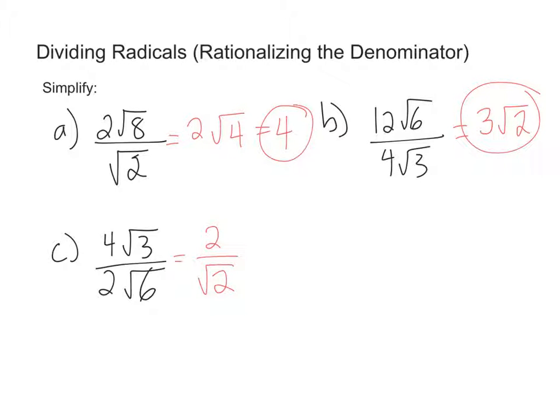But that one in part C is actually not fully simplified. So that's why we need this other part, this rationalizing the denominator. This one, 2 over root 2, is not fully simplified. So even though we did the dividing and reducing and whatever, it's not done.